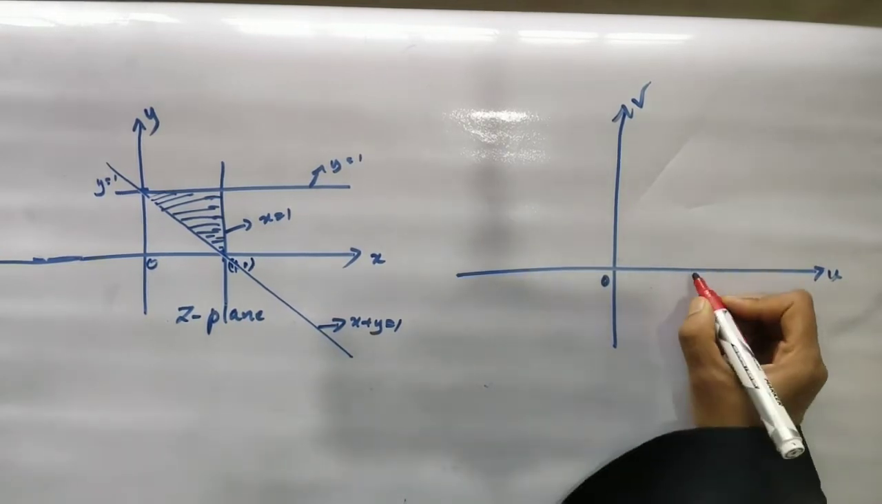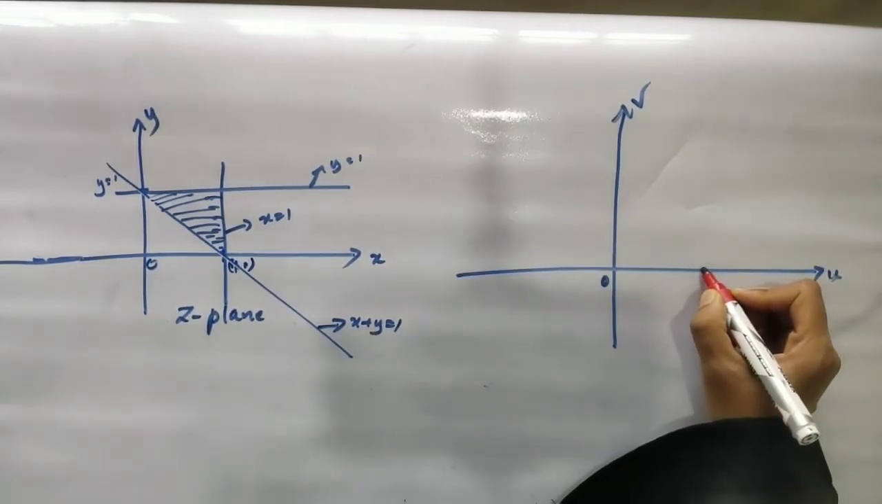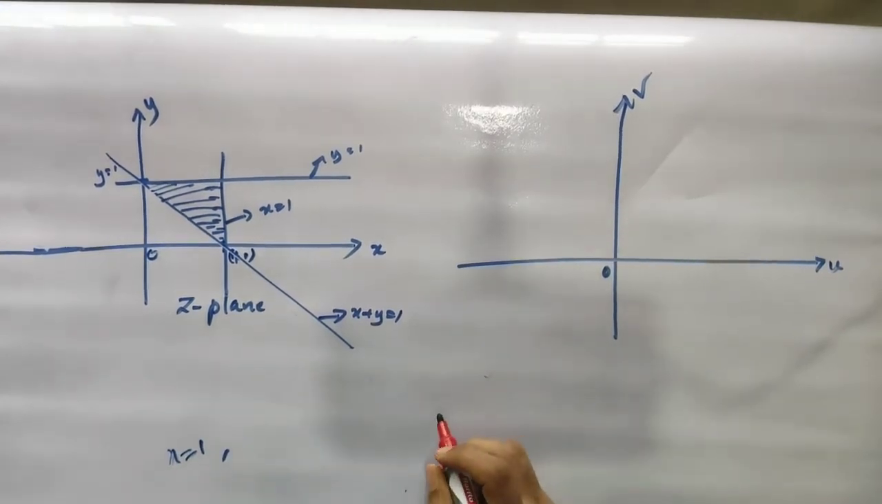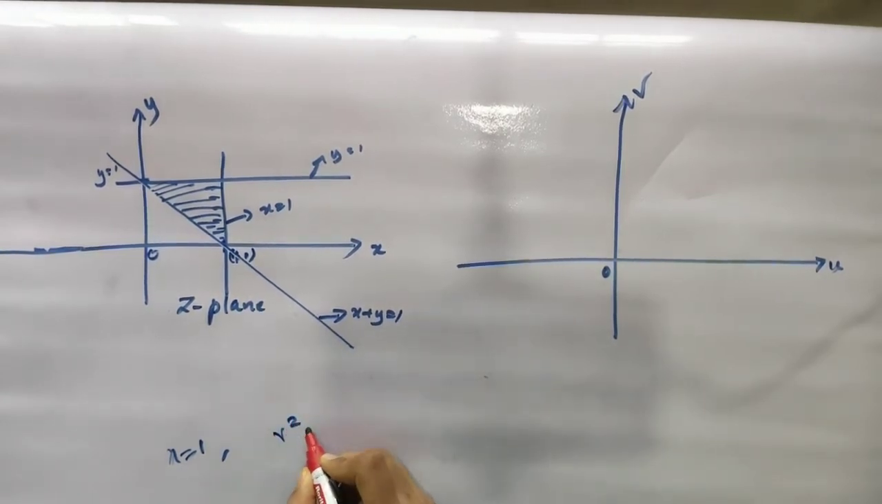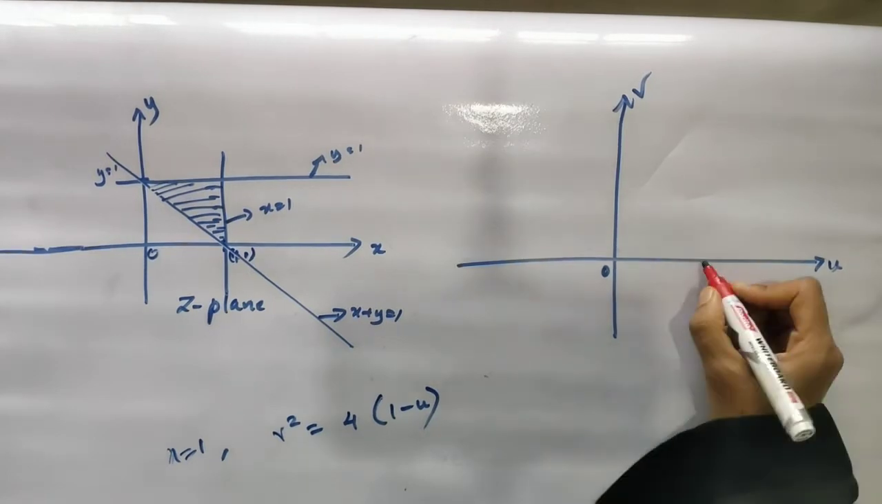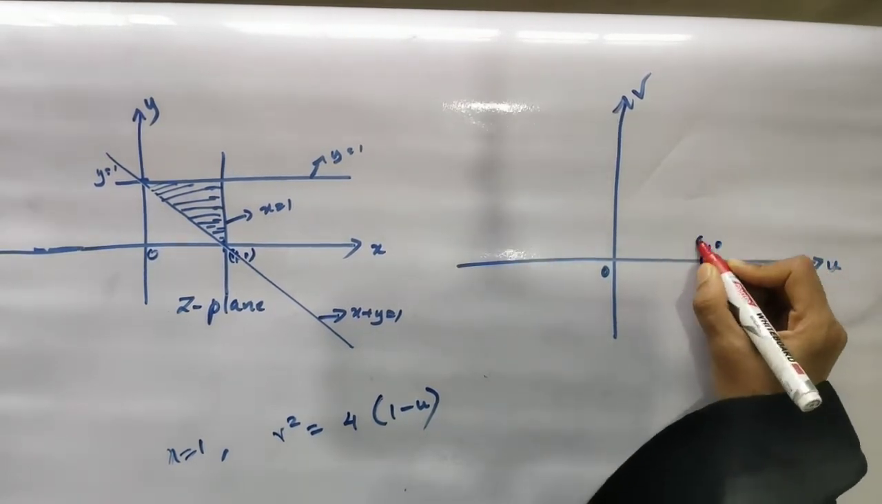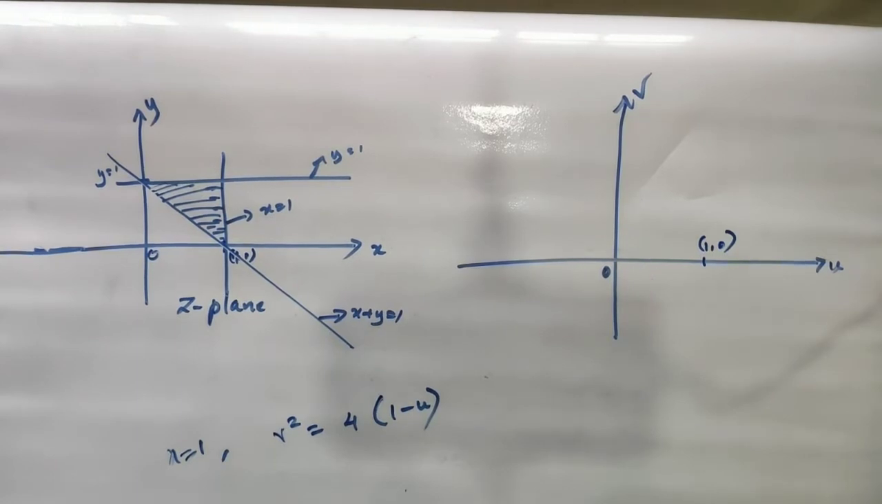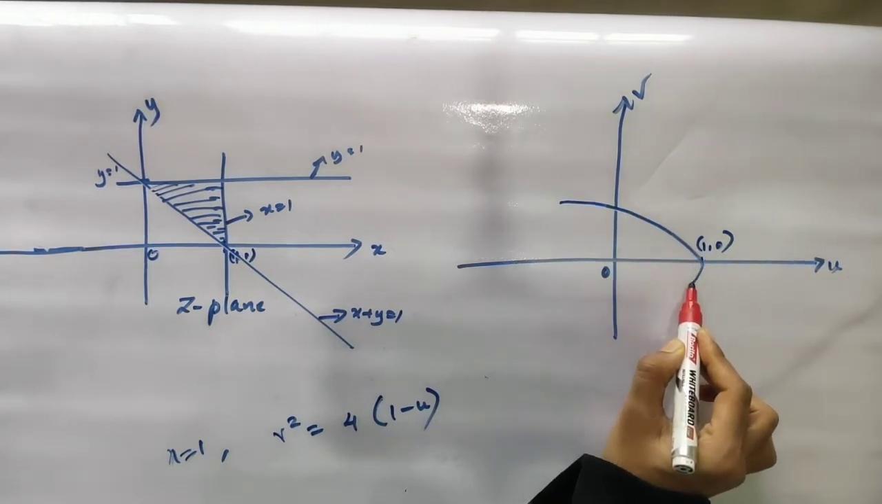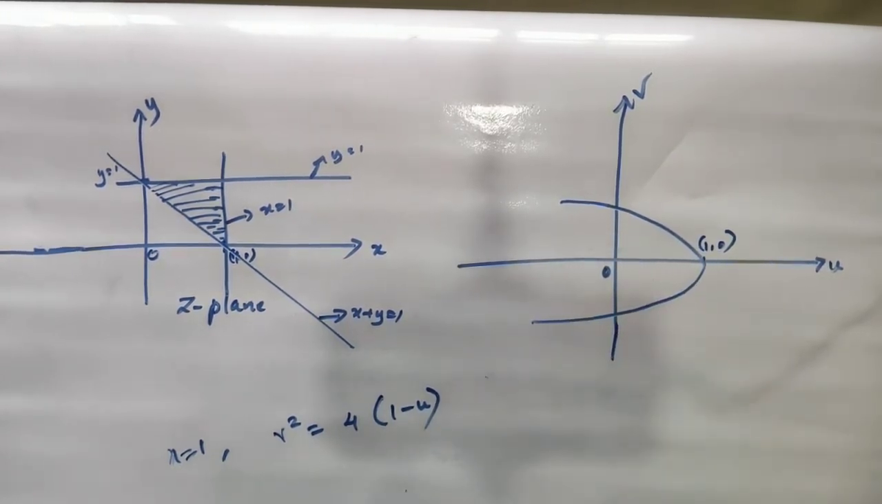Okay, so first I will mark the vertex for the first parabola. The first parabola we got was for the line x is equal to 1. I'll write the equation here so that it is easy for us to draw the parabola. It is v square is equal to 4 times (1 minus u). Its vertex will be 1 comma 0, and it is symmetrical about the real axis. So let me draw that this way. I hope that is clear.